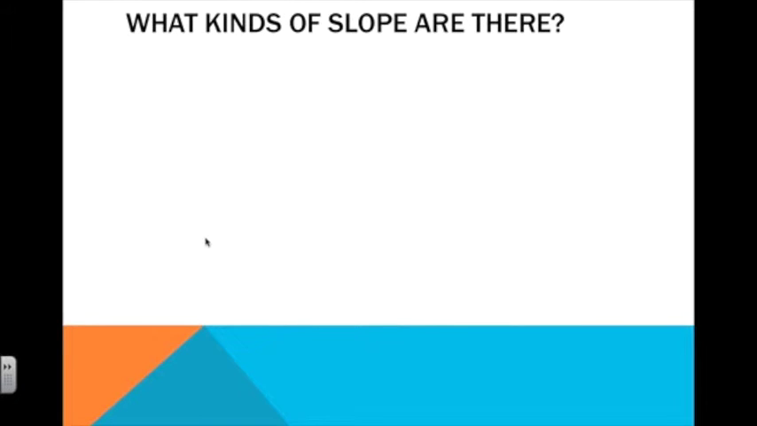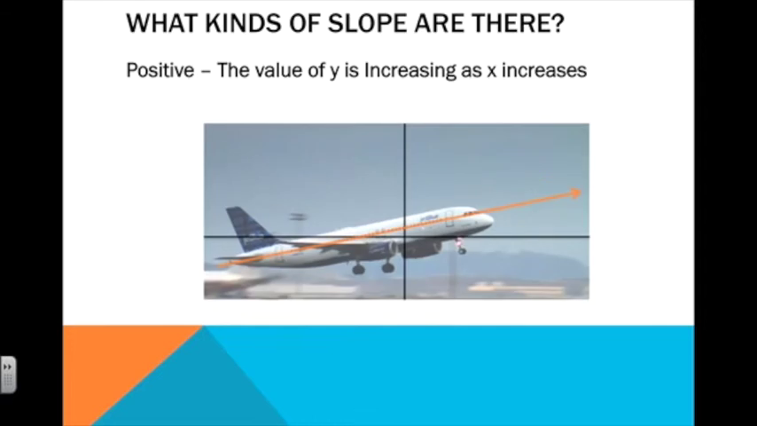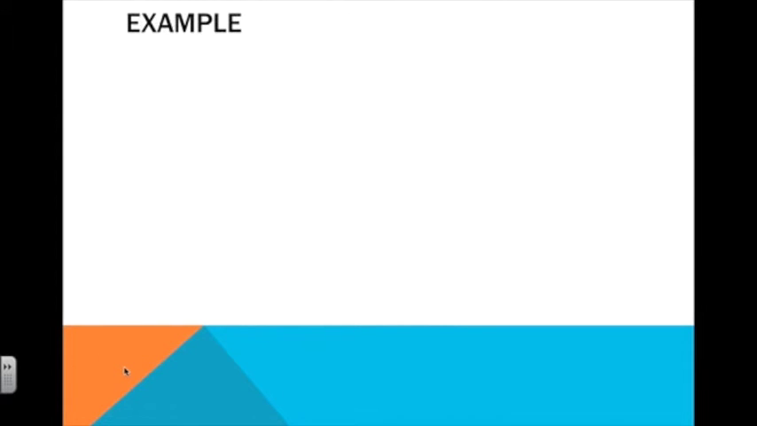So, what kinds of slope are there? First of all, there's positive slope. I like to illustrate this with an airplane. As we see an airplane take off, it's increasing in altitude. So as this plane flies across from left to right, we're going up. Our y-coordinate is increasing.